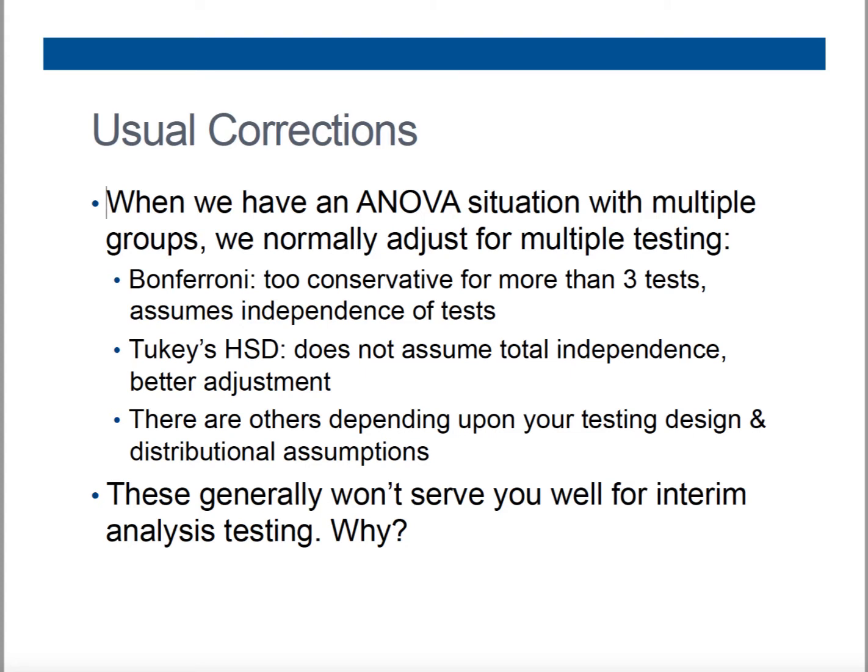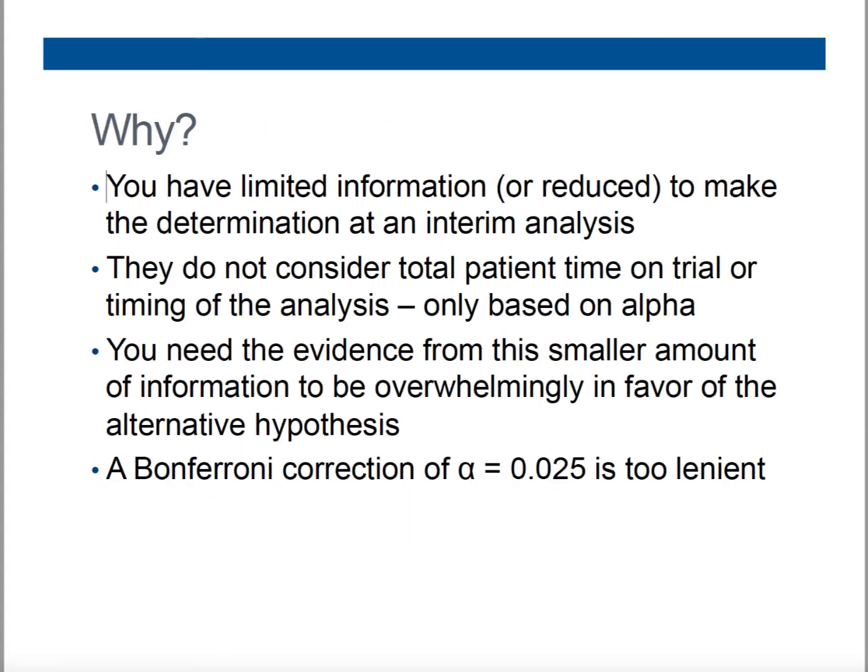But those generally won't serve you well for interim analysis testing. And why is that? Well, the first thing is you have limited information, or at least reduced information, to make the determination at an interim analysis. The second reason is that when you're doing an ANOVA with multiple testing, you're looking to see if it's same distribution versus different distributions.